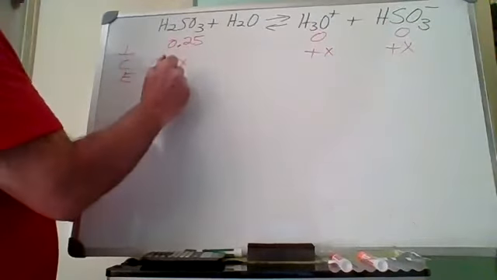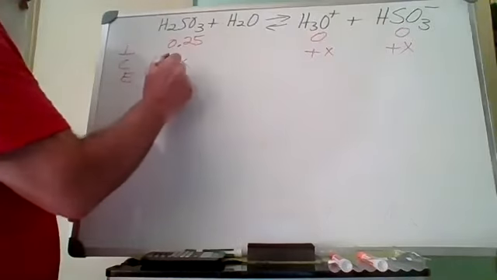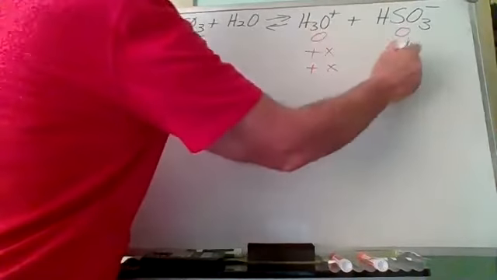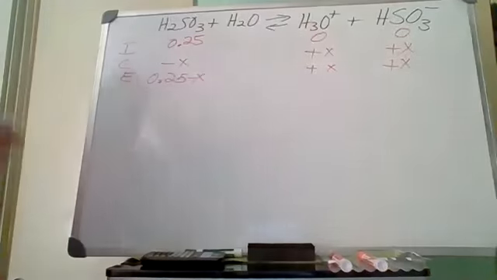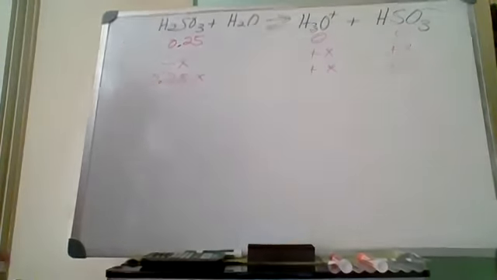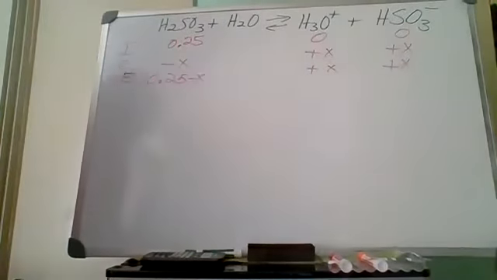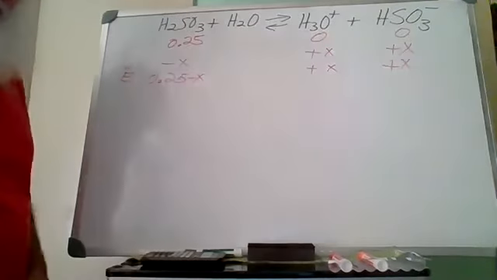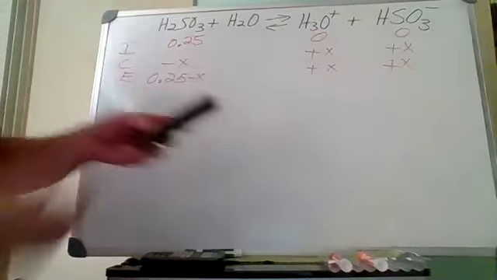0.25 minus x, plus x, plus x. Now, we can write out an expression for the equilibrium constant here. Does everybody have this? Because I'm going to erase this. Everybody has this? All right.